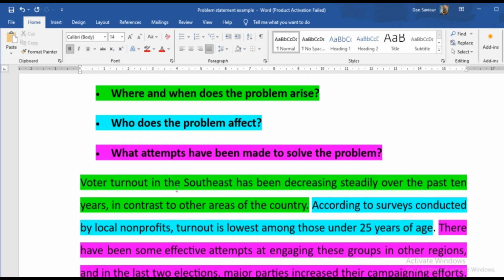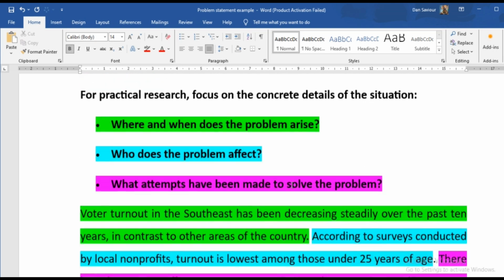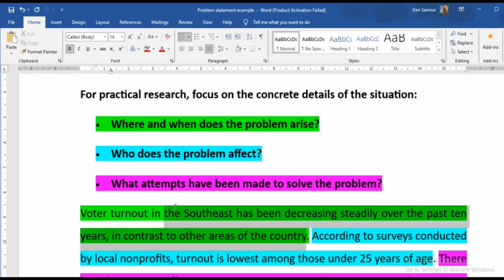Now, this problem statement actually is just adapted from a study on the decrease of voters in the southeast part of America. So, I'm going to be reading the statements now, and I highlighted each answer to the questions with similar colors so we can actually relate with it. So now, where and when does the problem arise?